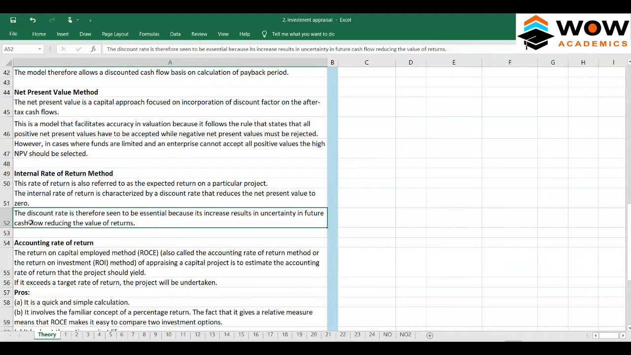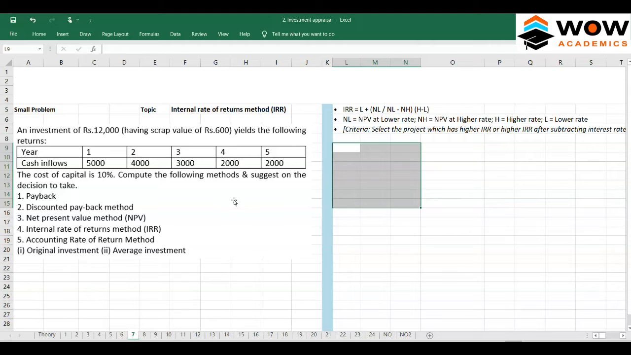The discount rate is therefore seen to be essential because its increase results in uncertainty in future cash flow, reducing the value of returns. So typically IRR is a percentage. Higher the IRR, the better the project is. So when there are two projects having different IRRs, we have to select the one which has a higher IRR. So let's work out the problem. We'll start with this problem.